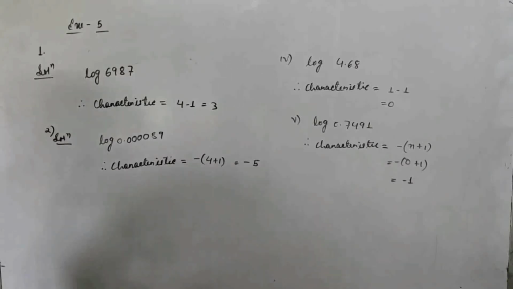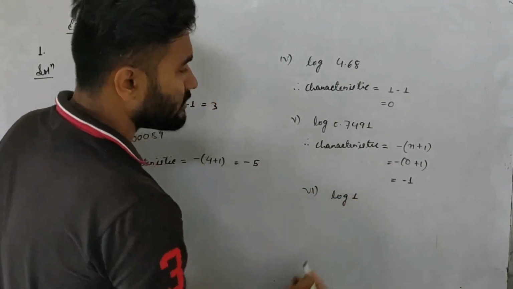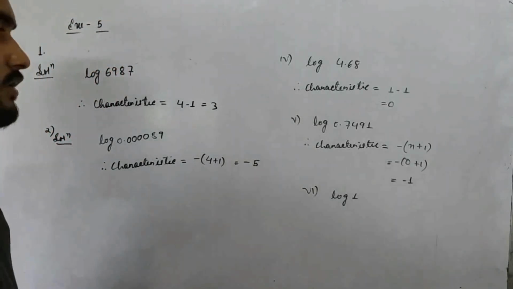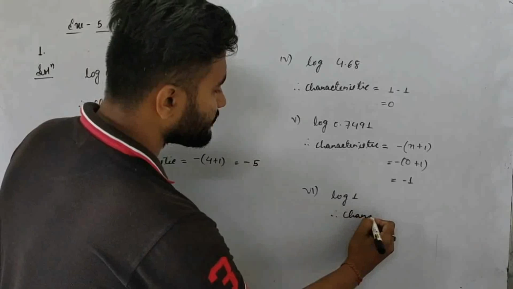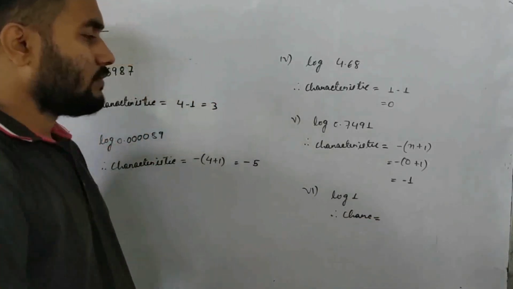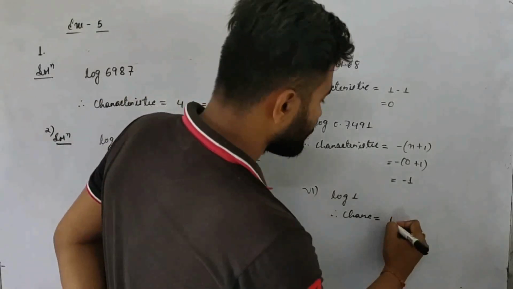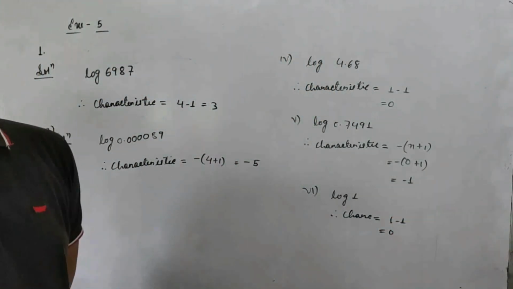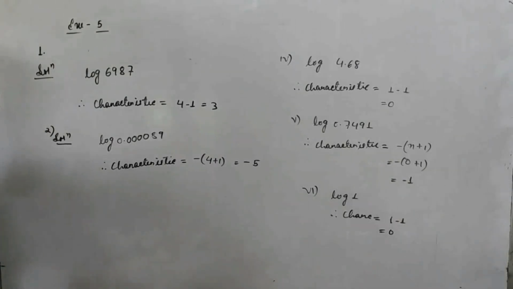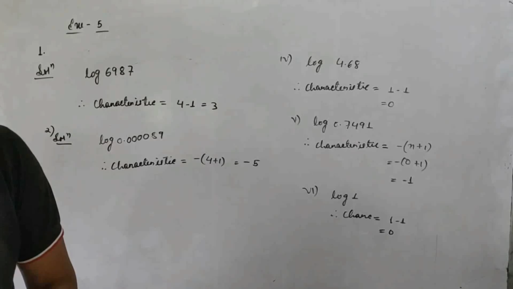Don't get confused in this kind of question. Log 1, you know the answer is only 0, right? So the characteristic is also 0. There is only one digit, so 1 minus 1, which is 0. Directly also you can write, log 1 is 0. Okay, so number 7, number 8, number 9 and number 10 you can do the same way.